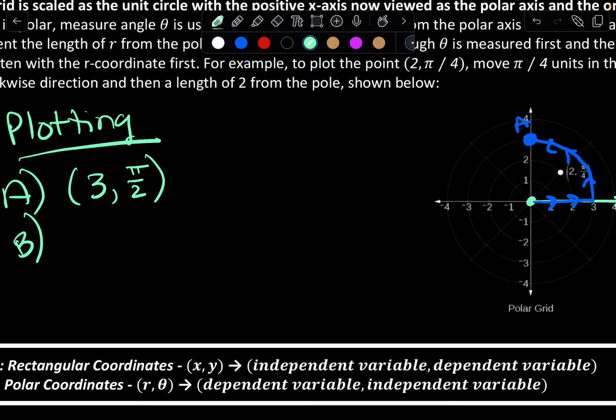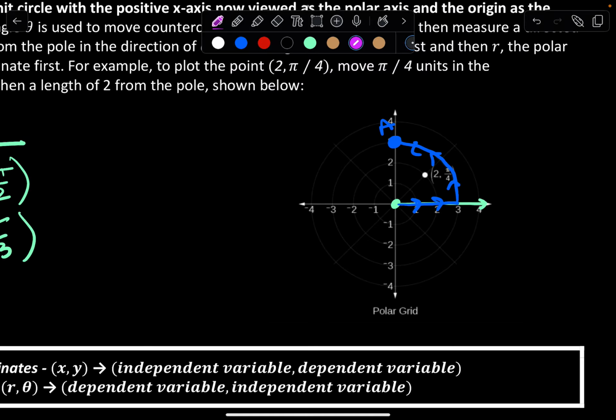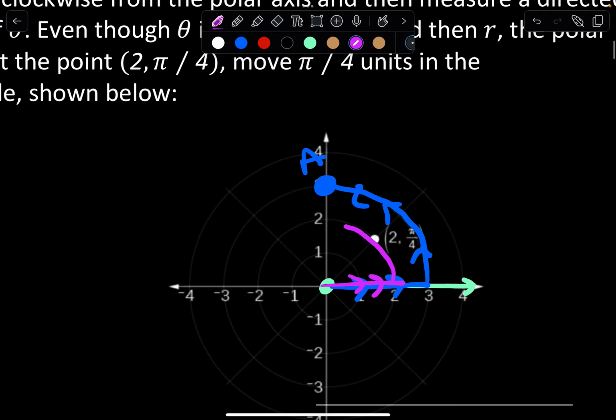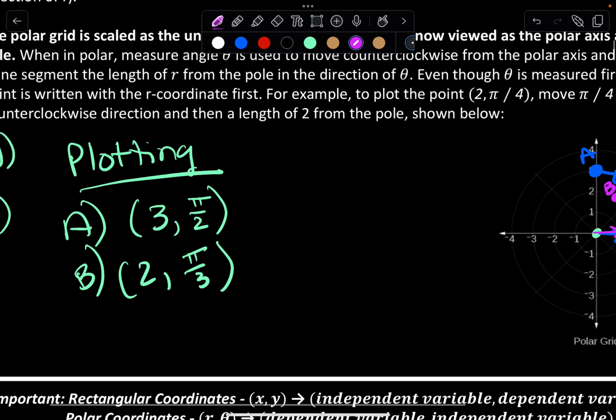The second point, let's look at radius of 2. We're going to open it up with an angle of pi over 3. So now I'm going to go out 2, radius of 2, and I'm going to open up to pi over 3, which would be here. Actually, it's a little bit closer to pi over 4. We'll say here. So that is B. And let's do this last point. We'll call it C. We'll do negative 2, pi over 6.